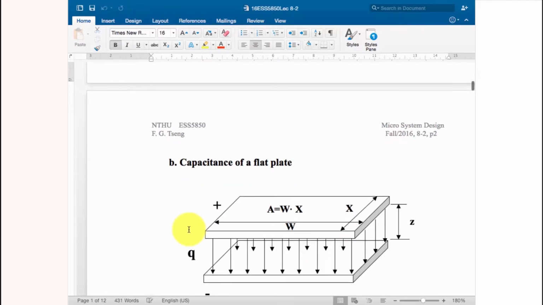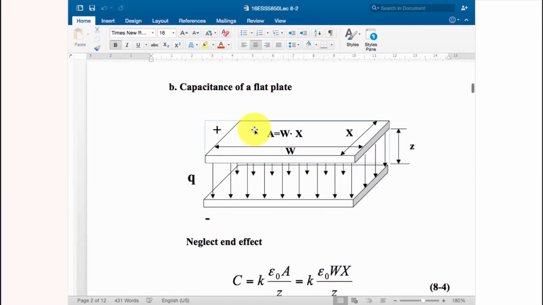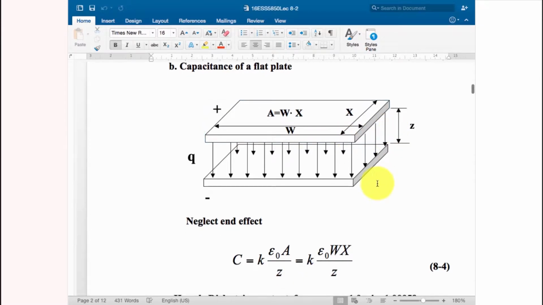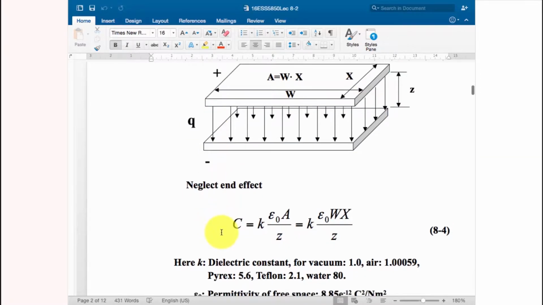So now we will consider a two-plate ideal capacitor. For example, you have two plates here, and the two plates have width W and length L. So the total area of the capacitor will be W times X. Okay, X means the overlap, W means the width. And we assume there's no fringe effect on the sides. So all the electrical field will go through the center part of the plates. So now the capacitance of these two plates can be written like this.